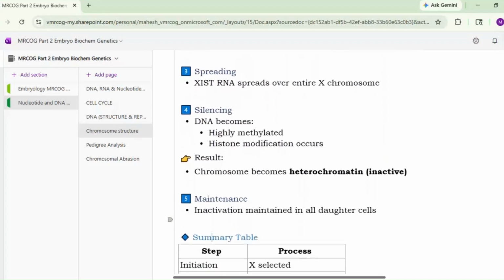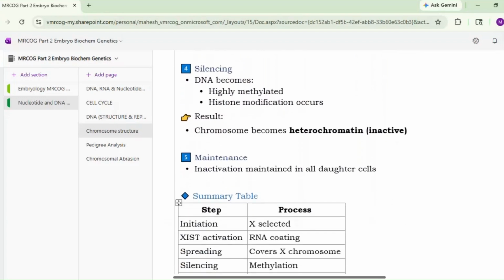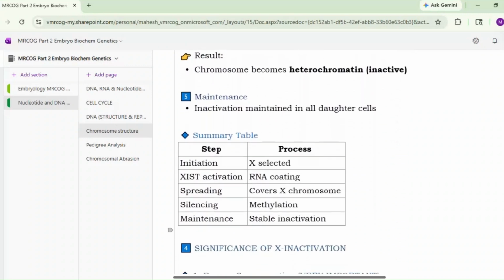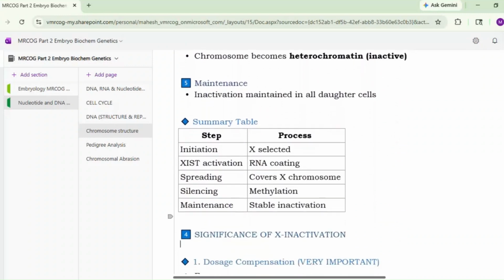So this inactivation is maintained in all the daughter cell lines. Okay. So initiation is X selection, then XIST activation is RNA coating, then there is a spreading that covers the X chromosome, then there is silencing, methylation happens, and maintenance, that is the stable inactivation.